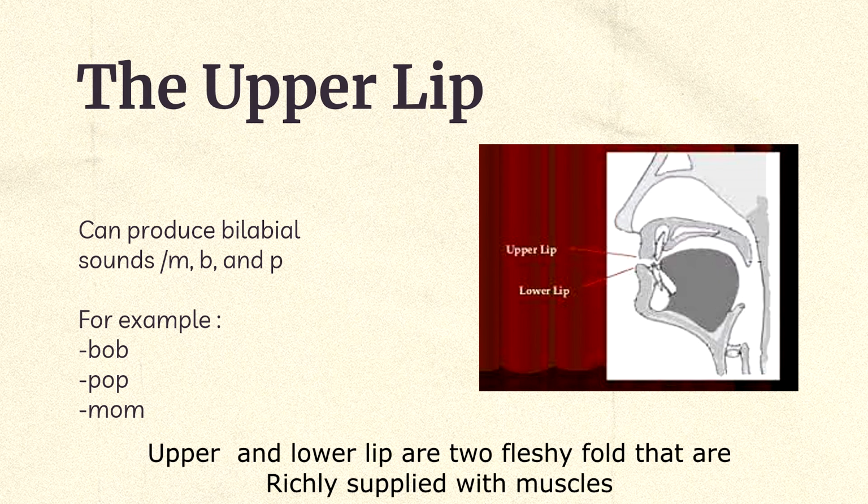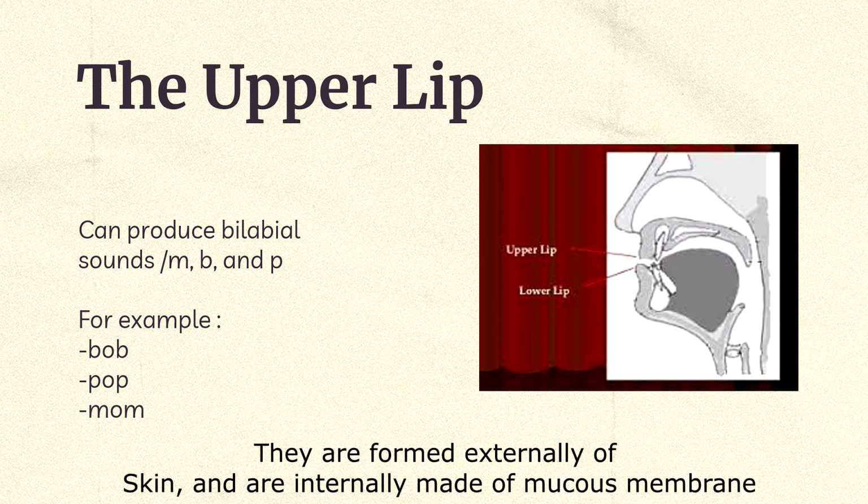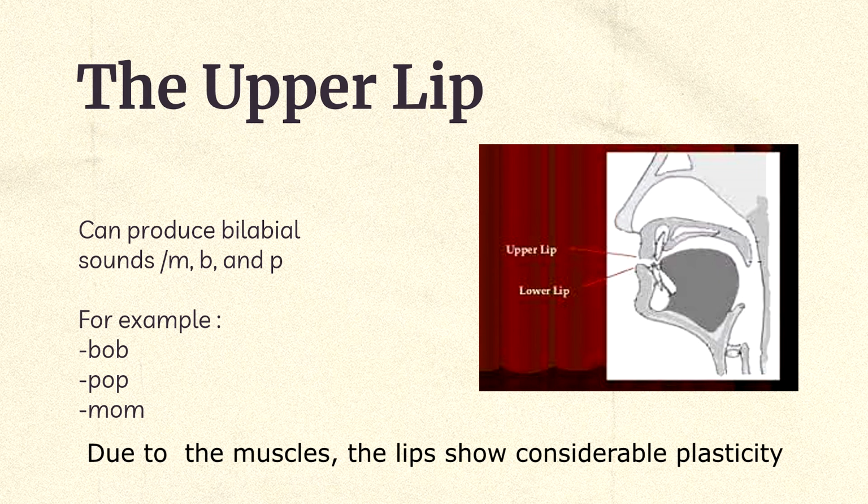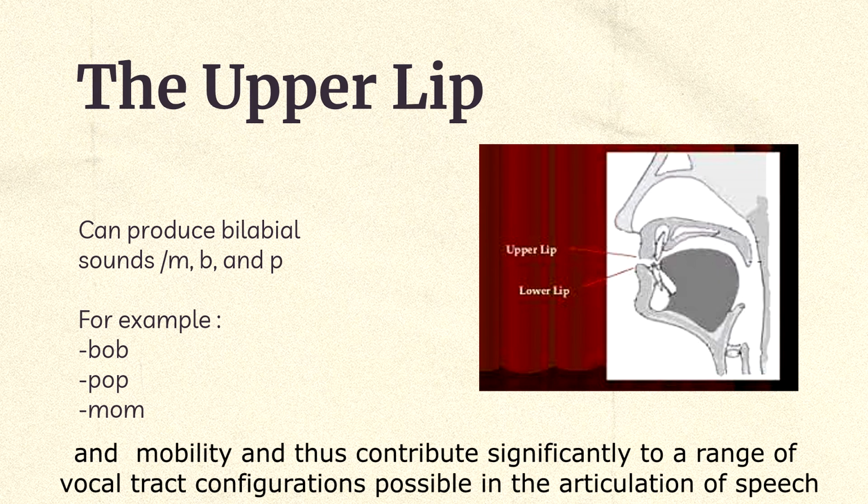The upper and lower lips are two fleshy folds that are richly supplied with muscles. They are formed externally of skin and internally of mucous membrane. Due to the muscles, the lips show considerable plasticity and mobility, and thus contribute significantly to a range of vocal tract configurations possible in the articulation of speech.